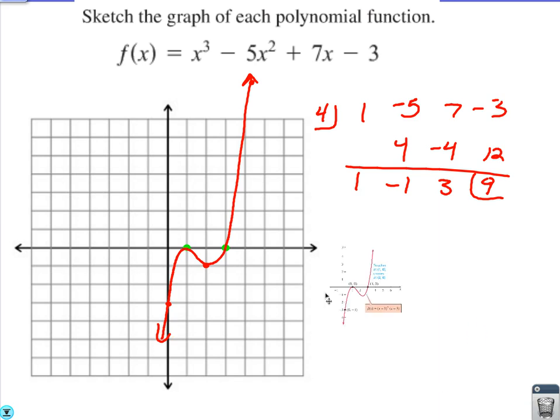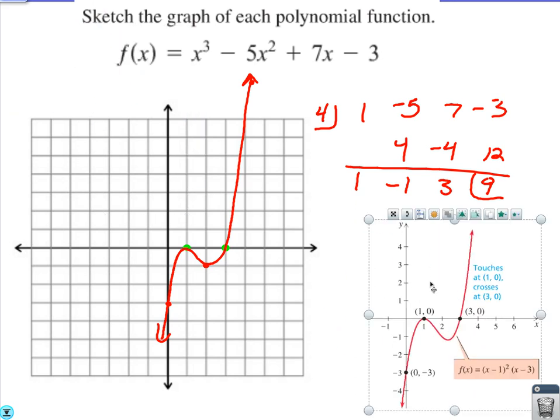And you can see, here's where I actually graphed it with a graphing calculator. Or, well, no, I flipped that picture. Same graph. Any questions?